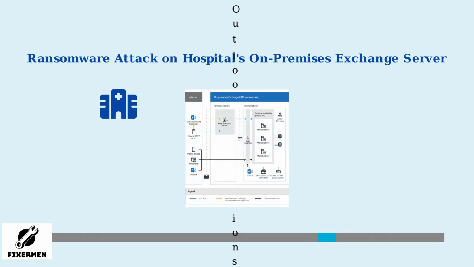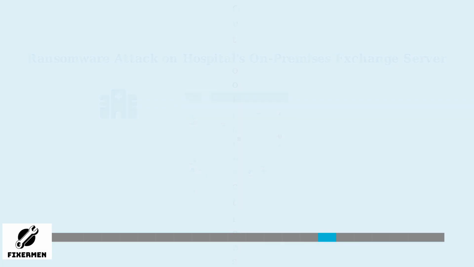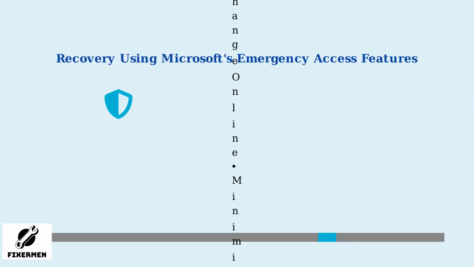The diagram shows the on-premises Exchange 2016 environment, including mail flow through edge transport servers and client connections from Outlook and mobile devices. Recovery involved Microsoft's emergency access features, utilizing cloud backups to restore service via Exchange Online. This approach minimized downtime for critical healthcare operations.